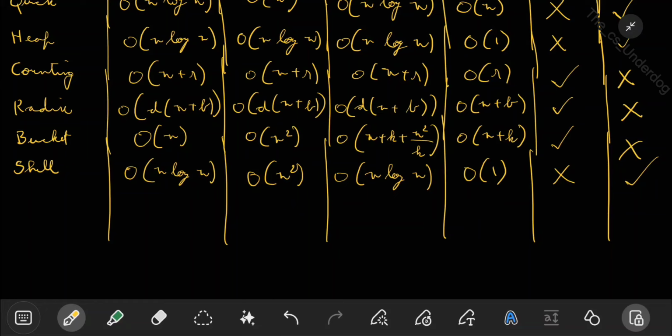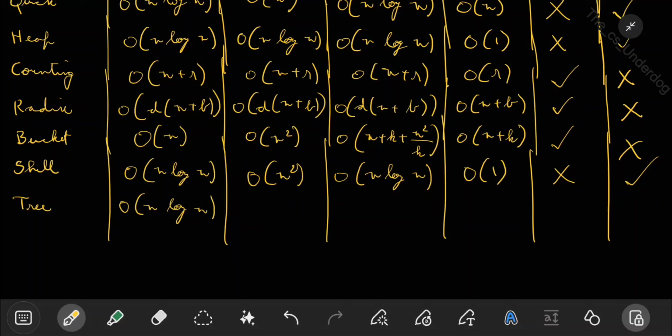What about the next sorting algorithm? Next one we discussed was tree sort. In tree sort, what did we see? We formed a BST and then we tried to find the sorted order from it. And what is the best case? Best case, if it is a balanced one, you will do it in order of n log n.